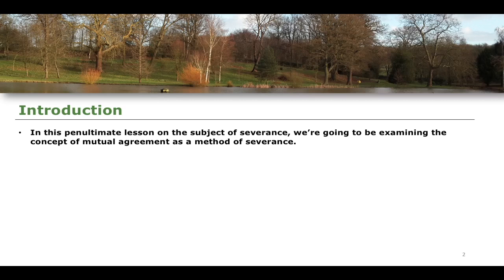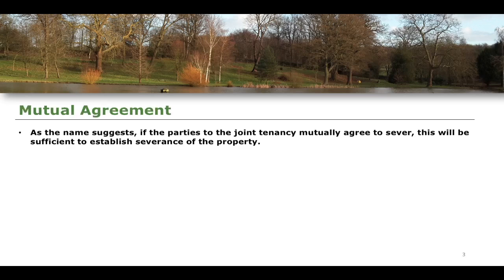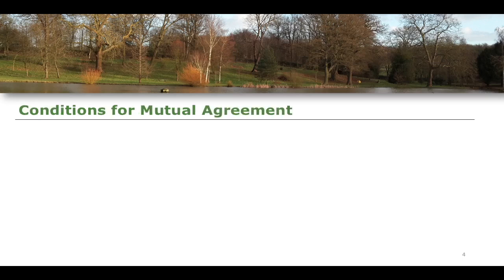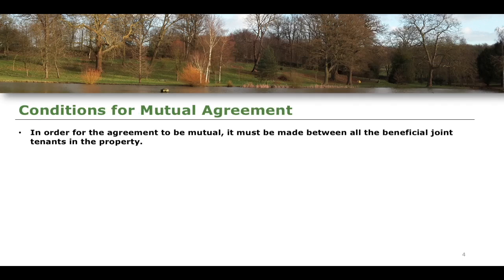Simply put, the idea of mutual agreement is one that is very easy to understand. As the name suggests, if the parties to the joint tenancy mutually agree to sever, that will be sufficient to establish the severance of the property. Simple as this. There are, of course, a number of conditions attached to this. The conditions for a mutual agreement are as follows.